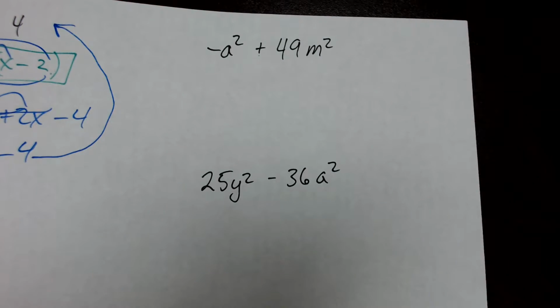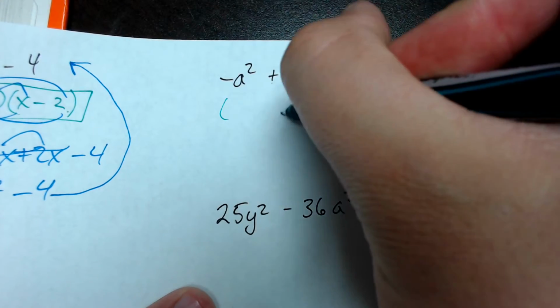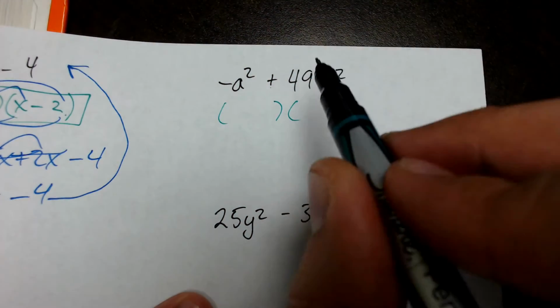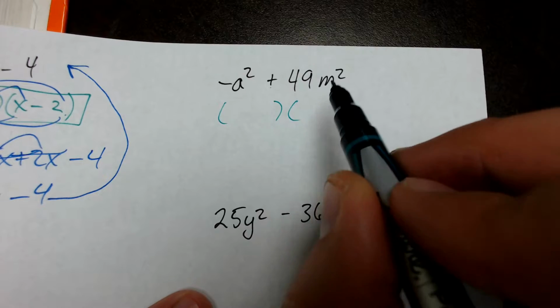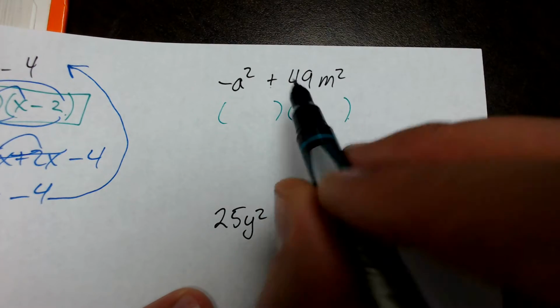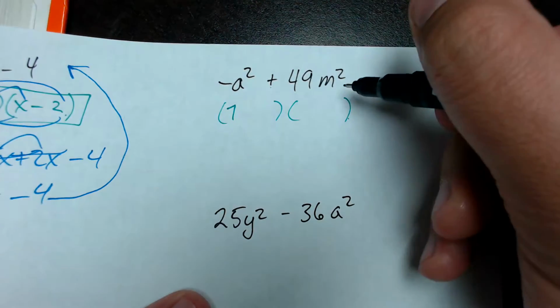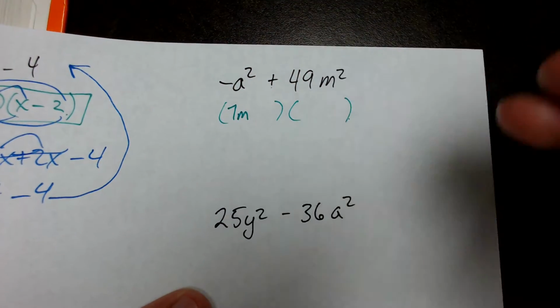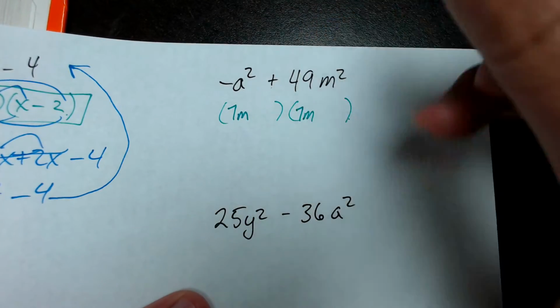All right, starting off with this top one here. We have negative a squared plus 49m squared. So we're going to put this into two sets of parentheses. And if you remember the first rule I said for difference of two squares, the positive number always goes first. Now, what's the square root of 49m squared? Well, square root of 49 is 7, and then square root of m squared is m. So this first term actually has two parts, 7m. And that's okay, that's allowed, 7m.